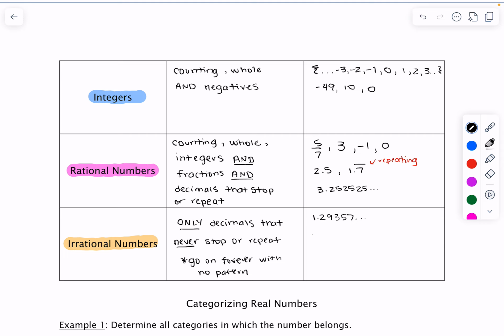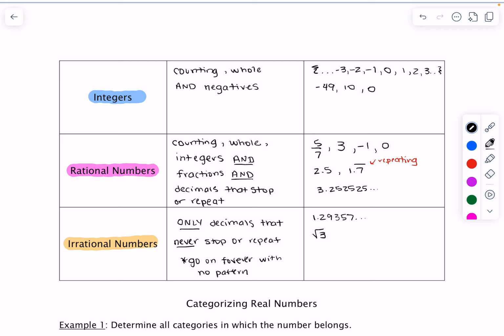Another number considered irrational is something like the square root of 3. We're going to be seeing a lot of square roots this year. And one way you can actually tell what kind of decimal that is, because the square root of 3 could potentially be like a whole number, right? Like the square root of 9. The square root of 9 is 3, and that's a whole number. That's an integer. That's a rational number. So that wouldn't be considered irrational.